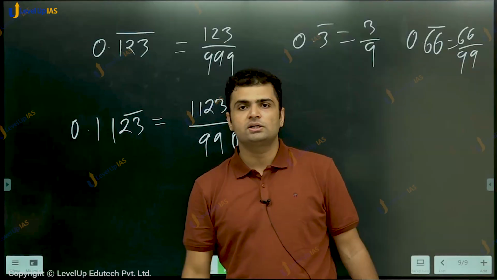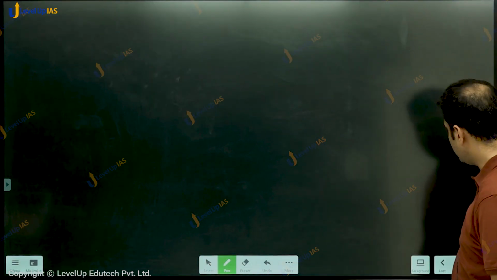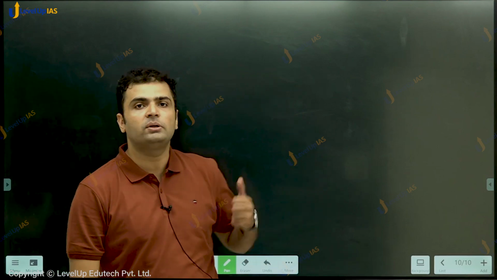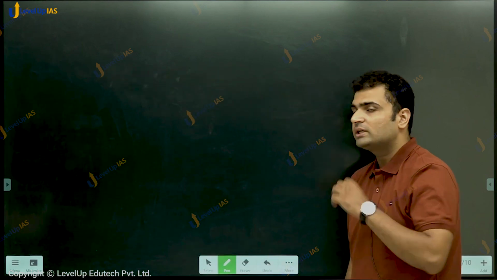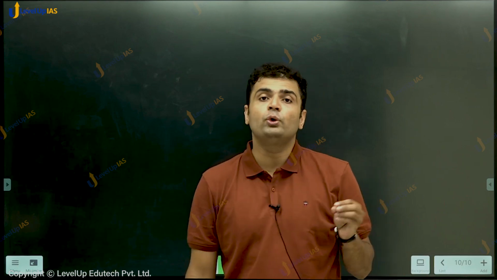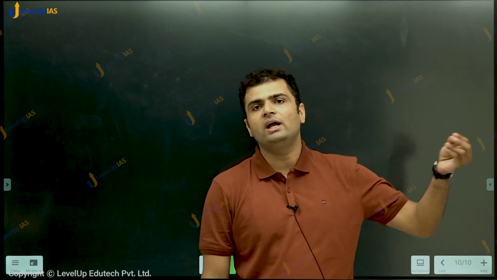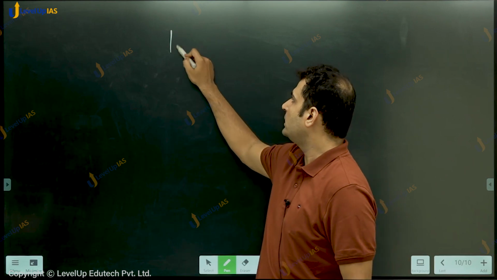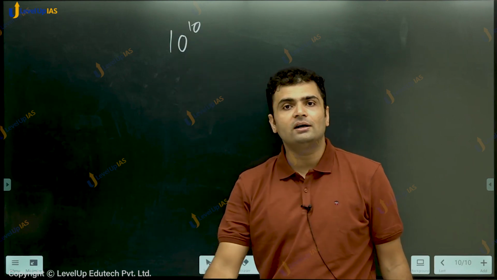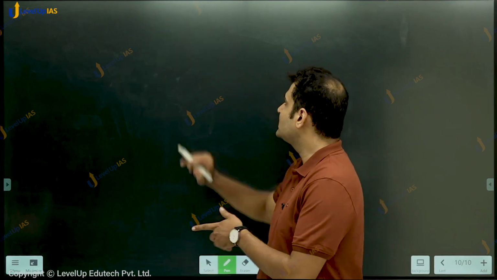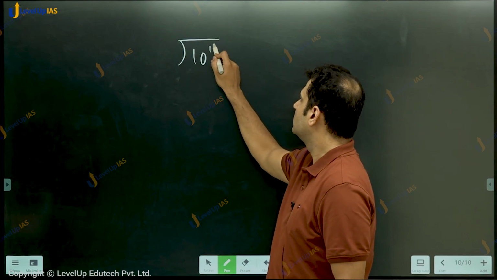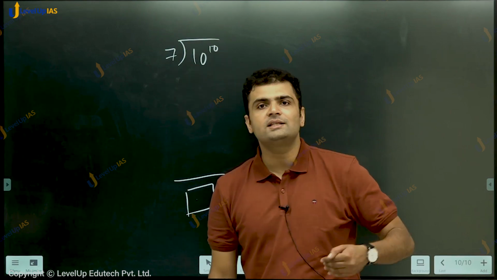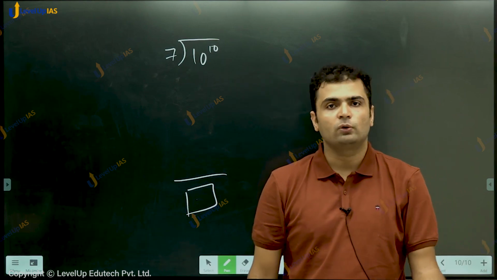And an application of this: in 2023 CSE there was one question where this could be applied very effectively. The question was, if today is Sunday, what will be the day on 10 raised to 10th day? That was the question. 10 raised to 10. So what did we have to do? We had to divide this 10 raised to 10 by 7, find the remainder, and go ahead that many days from Sunday.